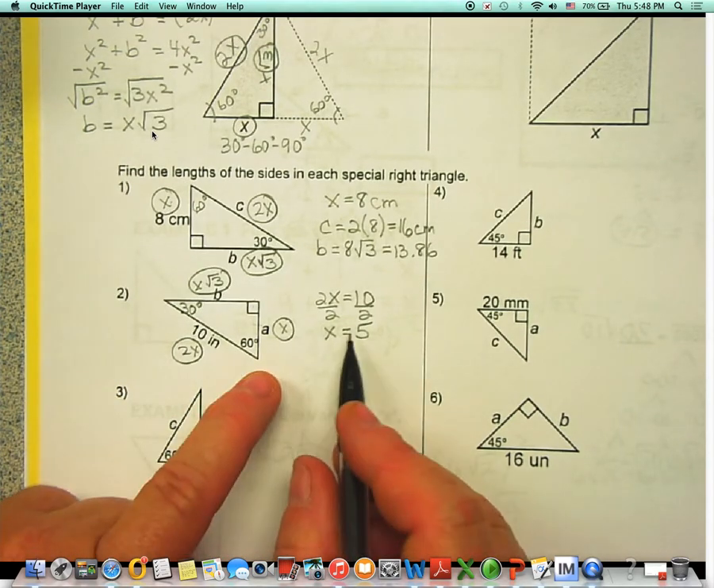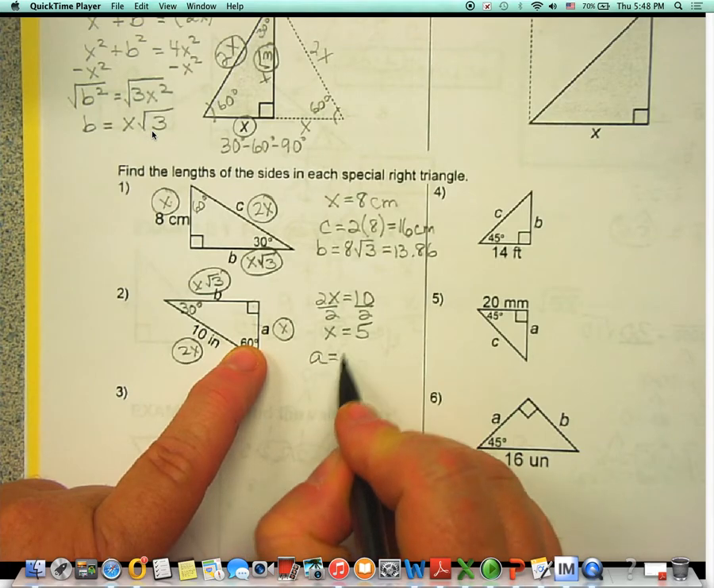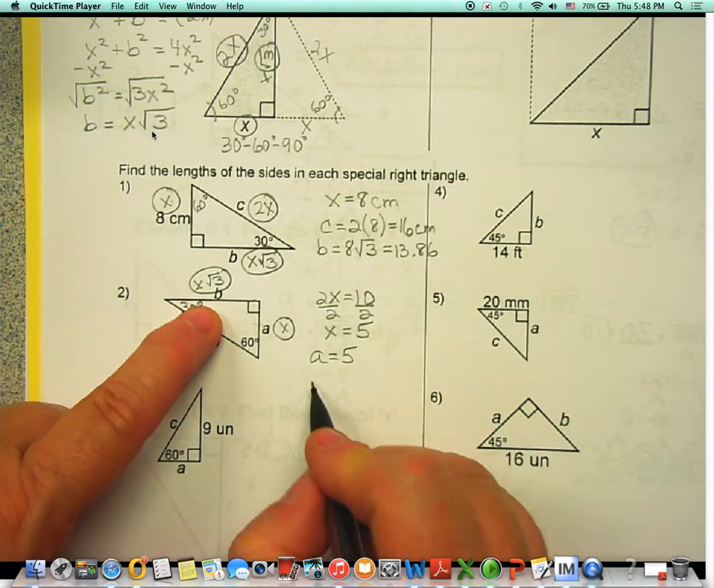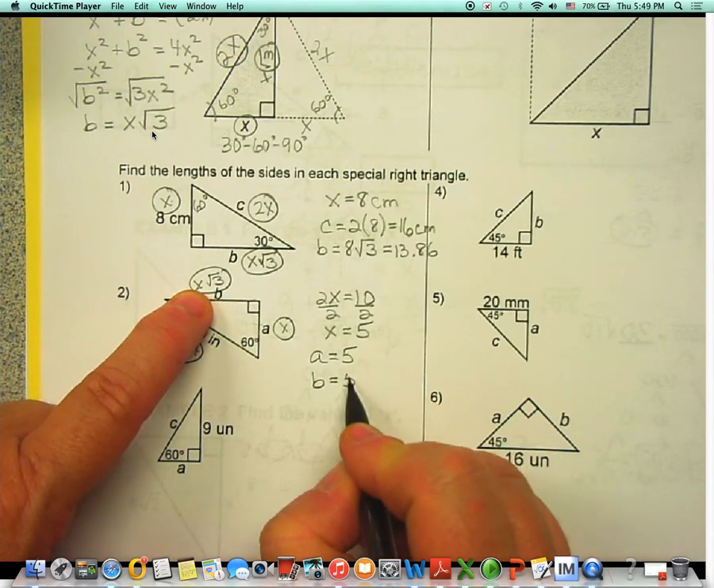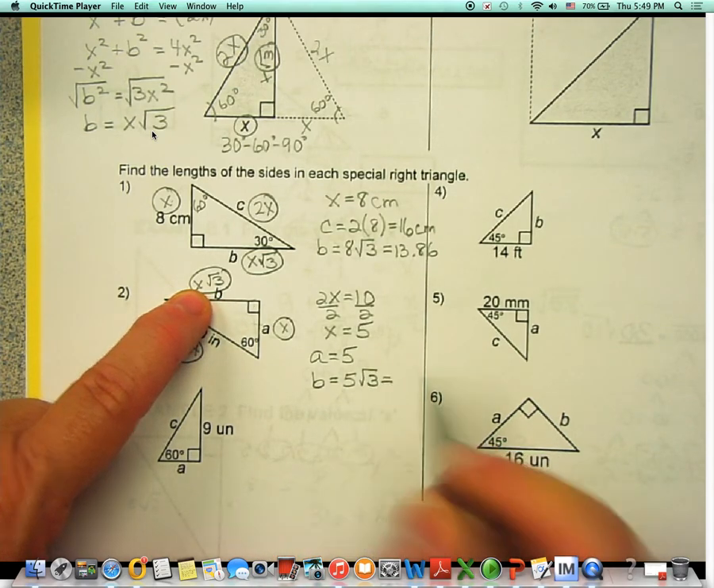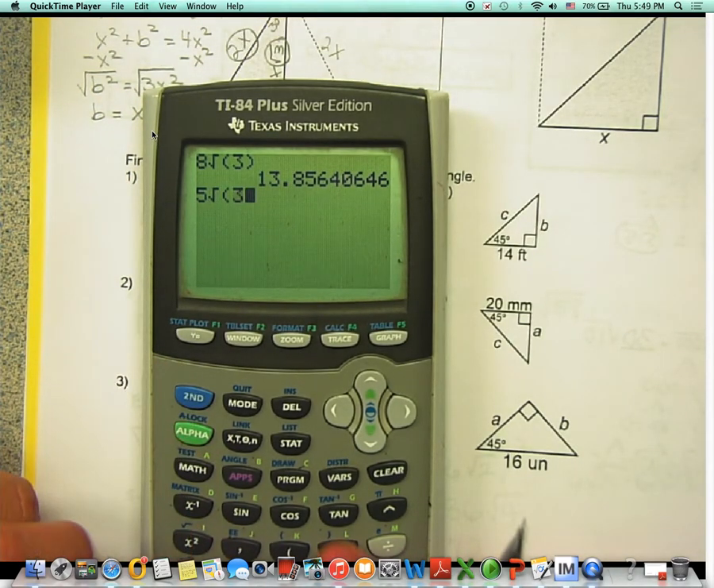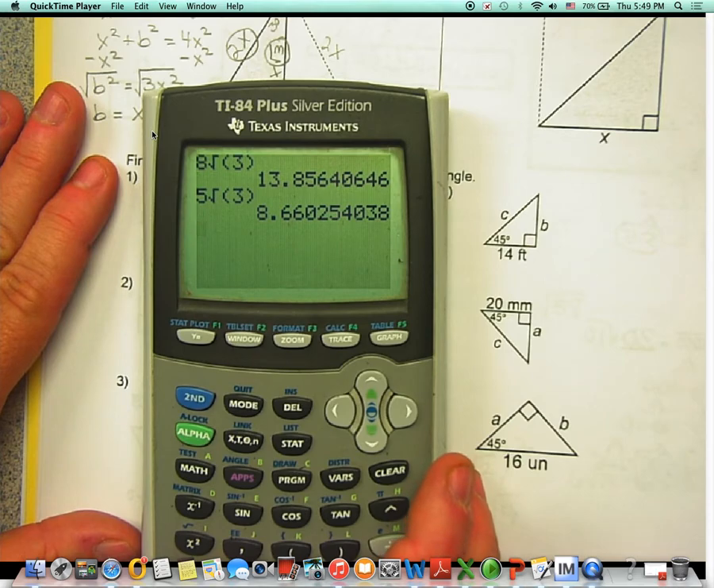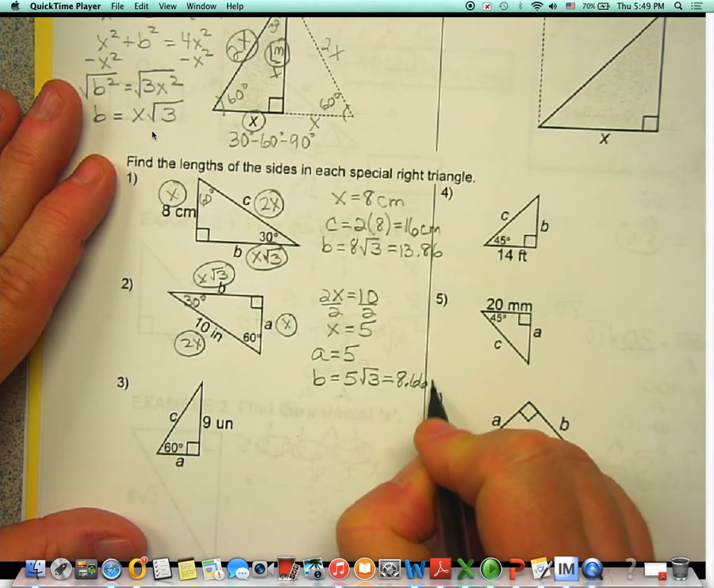Once we know x, we can find everything else. a is just equal to x, so a equals 5. And then b is equal to x square root of 3, so we put a 5 in place of the x: 5 square root of 3. Then we find that on the calculator: 8.66. This is inches.